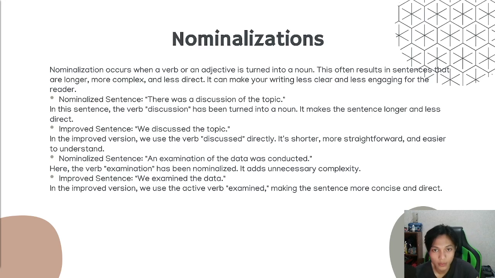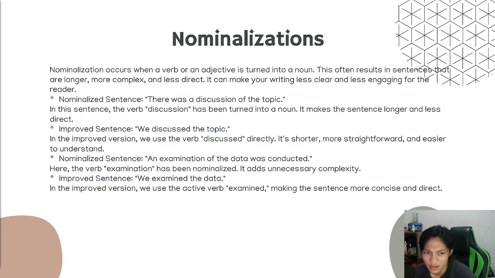Next one is nominalization. It occurs when a verb or an adjective is turned into a noun. This often results in sentences that are longer, more complex, and less direct. It makes it less clear and less engaging for the reader. When you read it, like "there was a discussion of the topic," the discussion has been turned into a noun, and the sentence is longer and less direct.